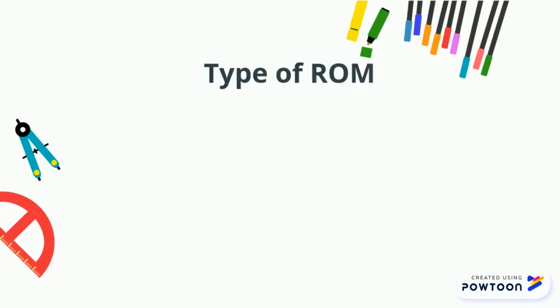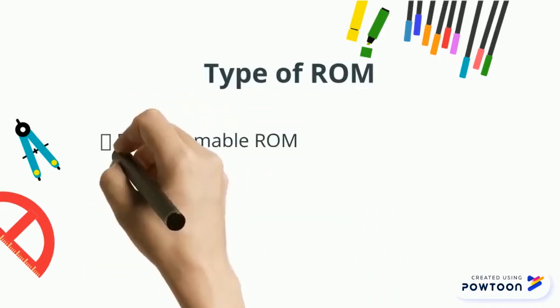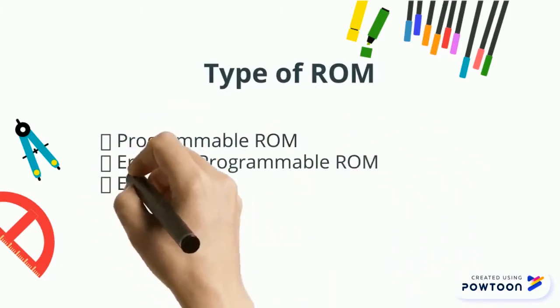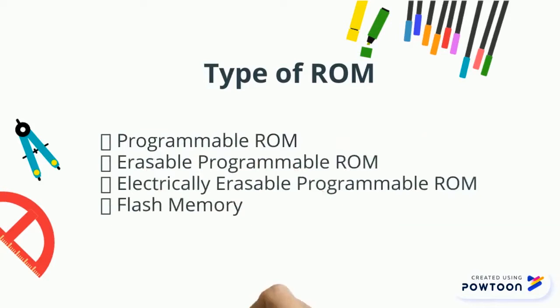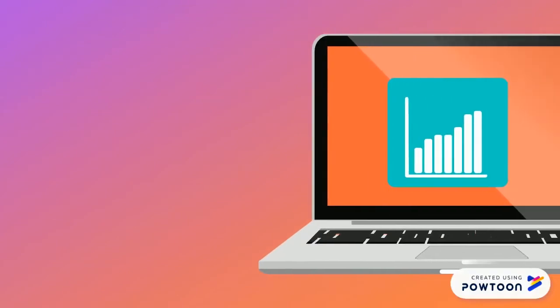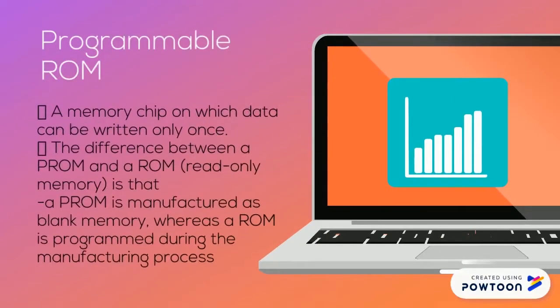There are 4 types of ROM. The first one is programmable ROM, then erasable programmable ROM, electrically erasable programmable ROM, and the last one is flash memory. Programmable ROM is a memory chip on which data can be written only once. The difference between a PROM and a ROM is that a PROM is manufactured as blank memory, whereas a ROM is programmed during the manufacturing process.